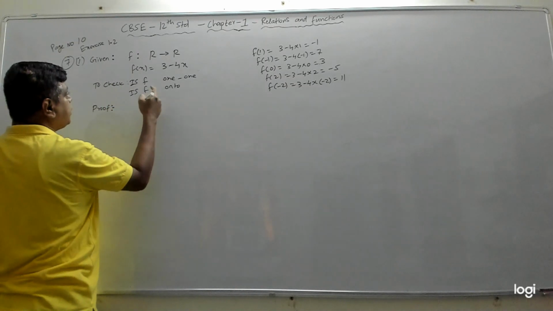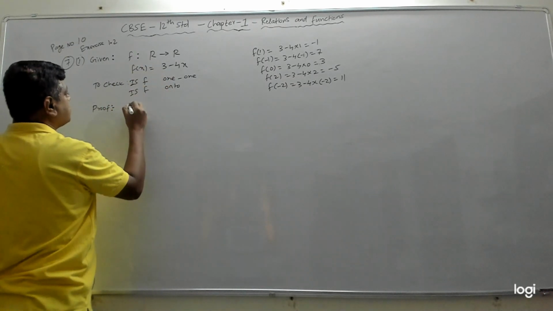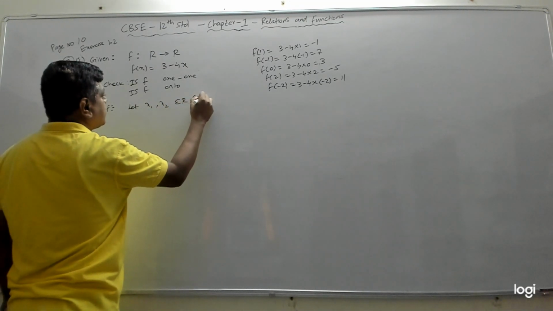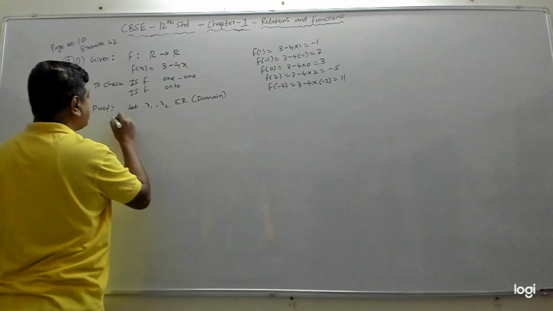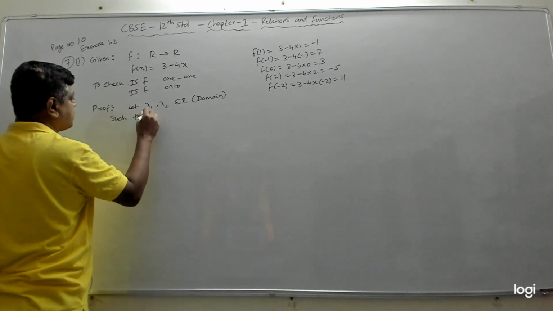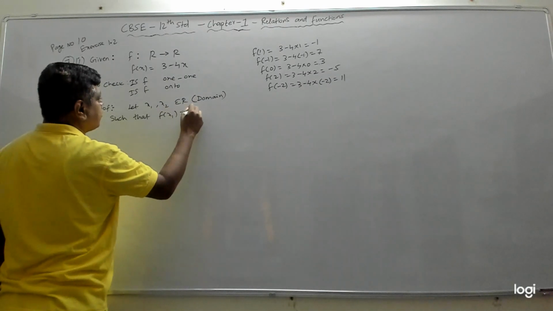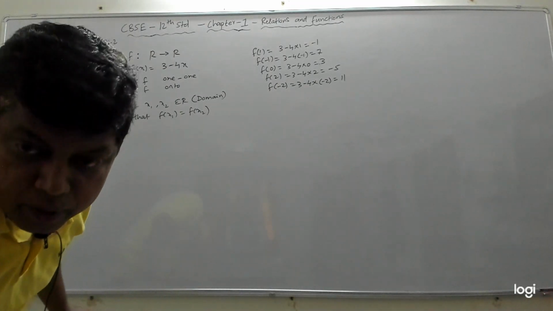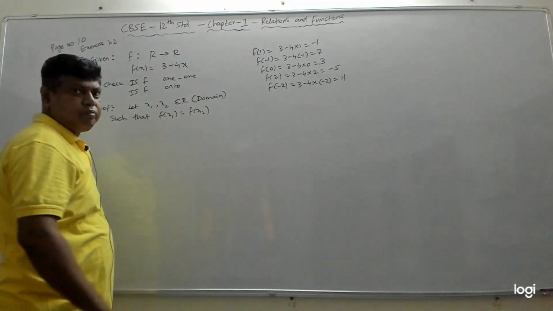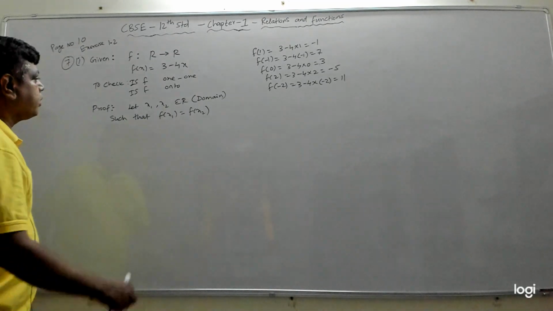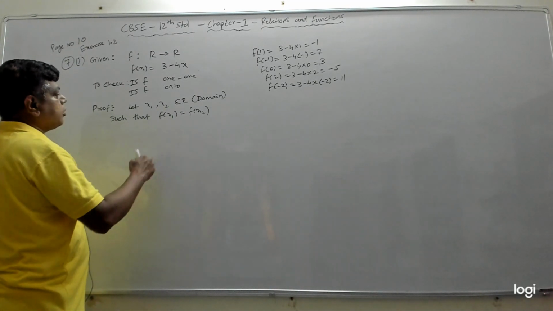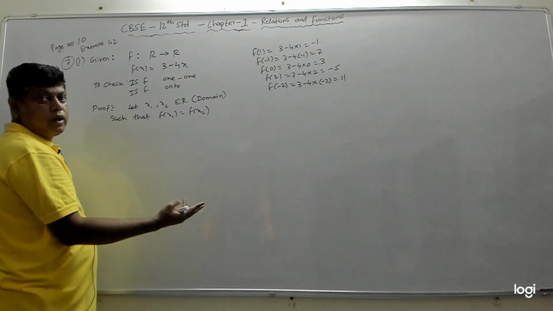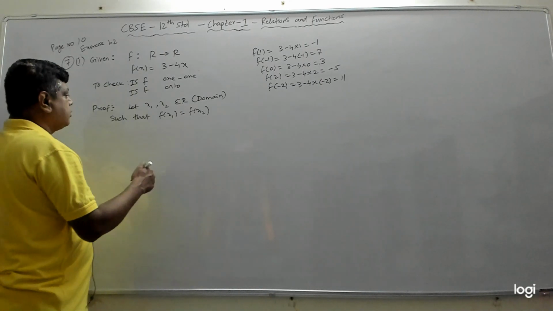So for that, what do we do? We need to take two elements from the domain. Let x1, x2 belong to R, which is clearly the domain, such that f of x1 equals f of x2. You have to prove now that x1 equals x2. If you prove x1 equals x2, it is 1 to 1. If you prove x1 is not equal to x2, then it is not 1 to 1.